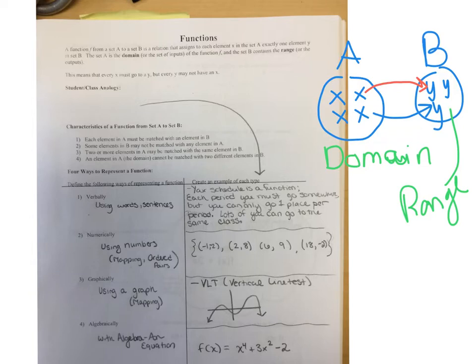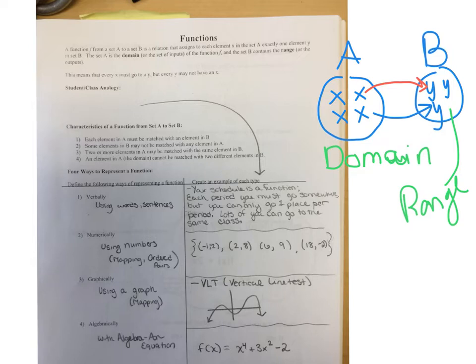Each element of A must be matched with an element of B. So each one of you, each period of the day, has to go somewhere. Some elements of B may not be matched to any elements of A. So for example, my conference period during the day is 5th period. So during 5th period, I don't have any x's attached to me. 2 or more elements in A may be matched to the same element of B. That's like this classroom. All of you are assigned to come to 2412 for this class period. Finally, an element in A, the domain, cannot be matched to 2 different elements in B. You cannot go to 2 classes at the same time.